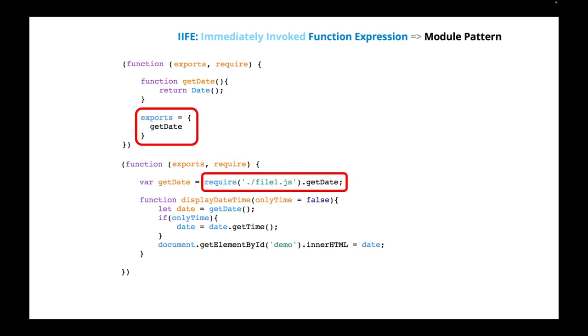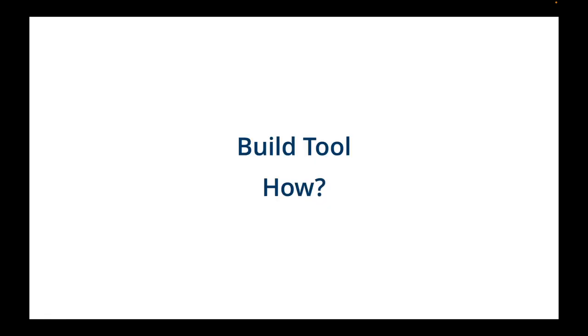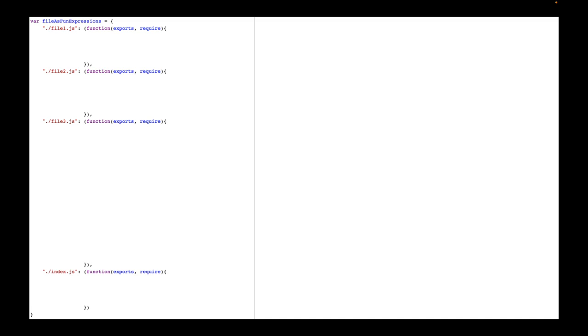So what exactly does it do? This is the function you wrote, getDate, and you're telling that this getDate can be consumed in another file by attaching it to the exports object. And then using the require function, you can consume the same thing in another one. So that's the import and export logic. And how does it do it?